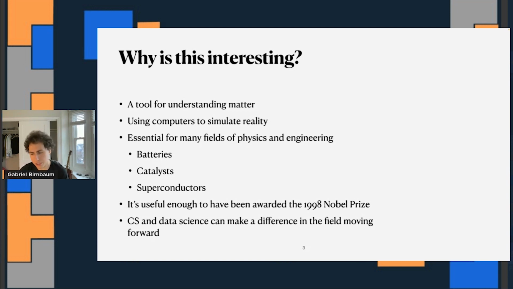And this field is generally useful enough to have been awarded the Nobel Prize in 1998. So DFT and its development were awarded the Nobel Prize in Chemistry in 1998. And I think most importantly, more knowledge of computer science, software engineering, and data science can help advance the field of density functional theory now more than ever. And we'll talk about that.